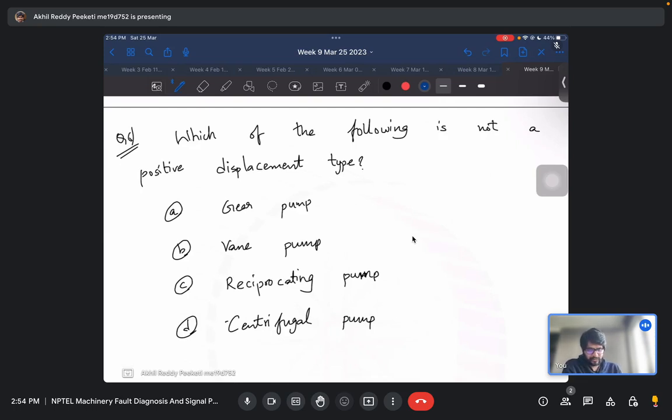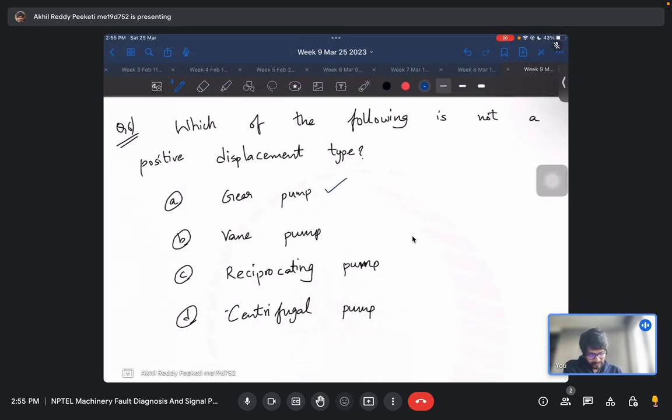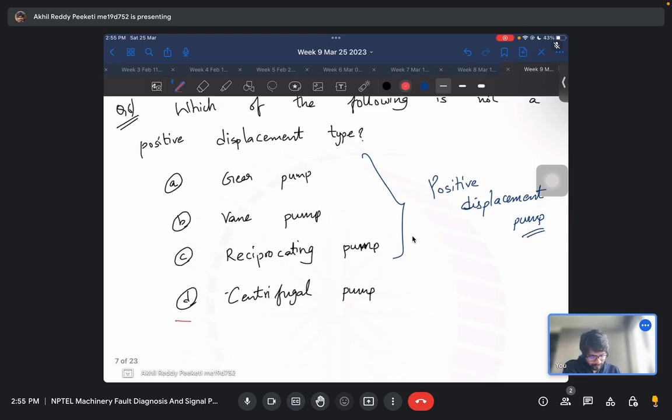Which of the following is not a positive displacement type? As I said in the last question, positive displacement types are like reciprocating pumps, where you have different inlet and outlet opening at different times and creating high pressure differentials. So gear pump is an example of that. Vane pump is an example. Reciprocating pump is an example of positive displacement pumps. Centrifugal pump is not a positive displacement pump.